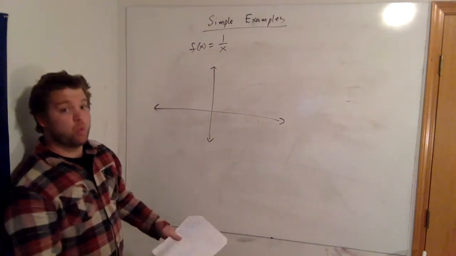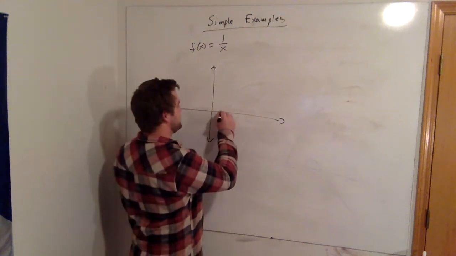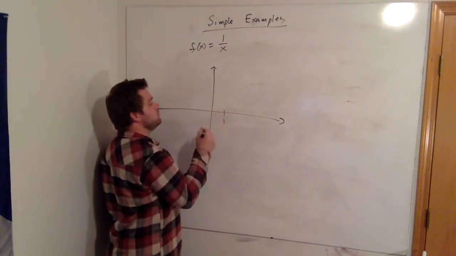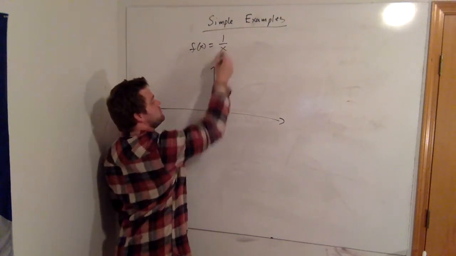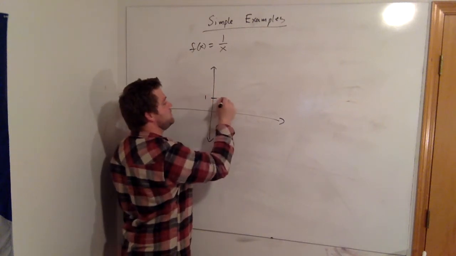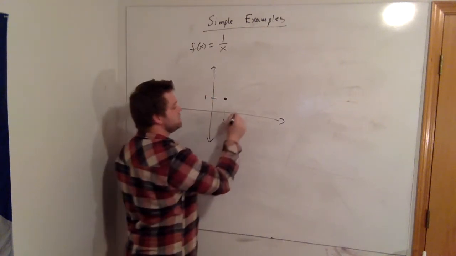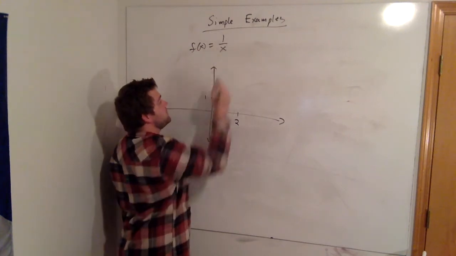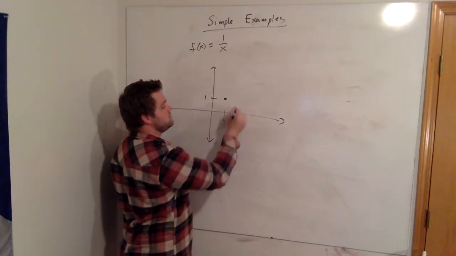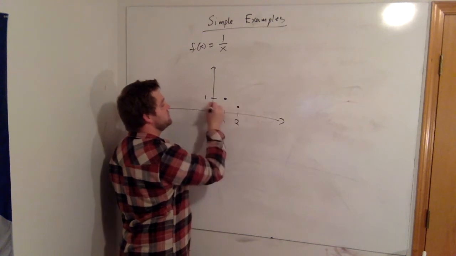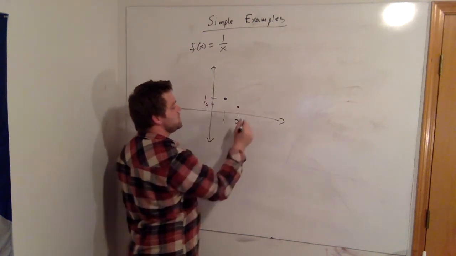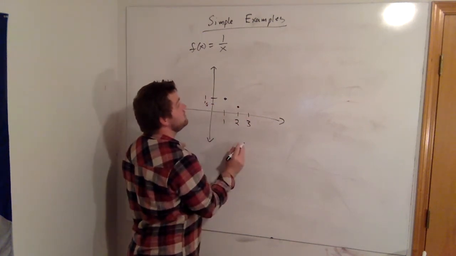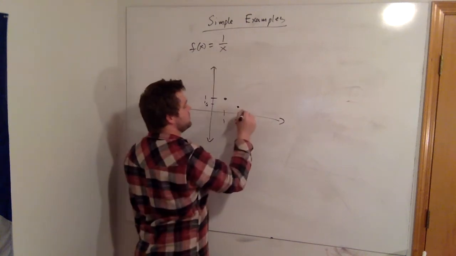However, I could plug 1 into this function. If I evaluate this function at 1, what would be the output? I'd get 1 divided by 1, an output of 1. If I plug in 2, I'm going to have 1 divided by 2, so I get a half. So when I plug in a 2, I get out a half. If I plug in a 3, I'm going to get out a 1/3.